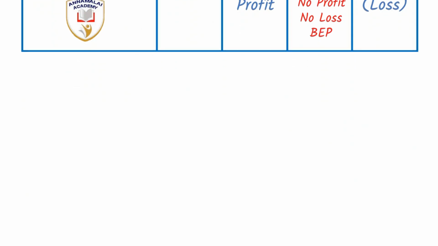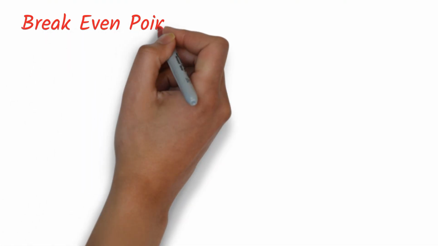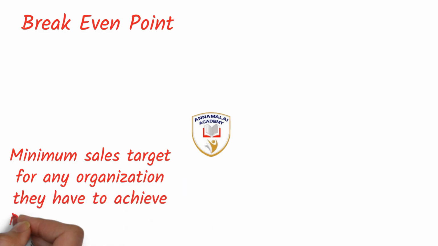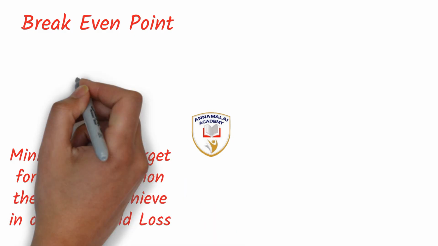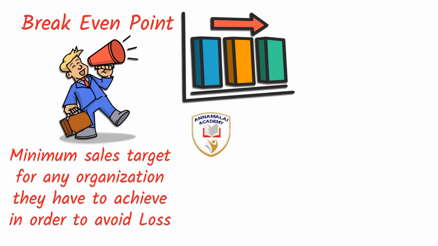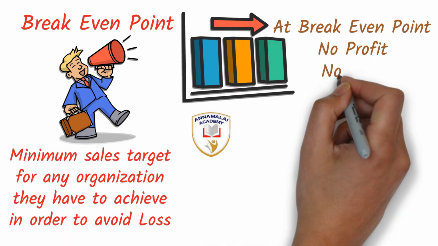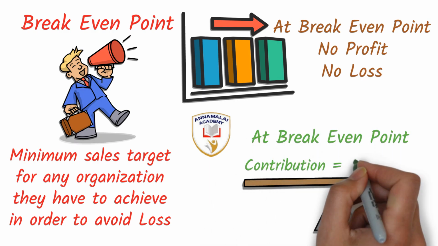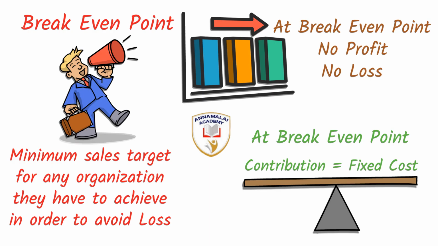So, break-even point is a minimum sales target for any organization that they have to achieve in order to avoid the loss. Break-even point is a sales level where there is no profit, no loss. Or break-even point is that situation where your contribution is just sufficient to meet your fixed cost.